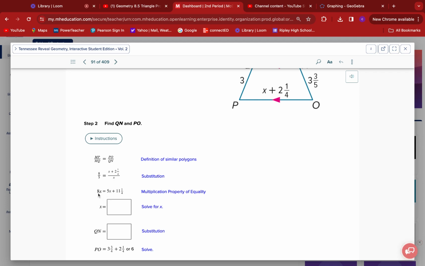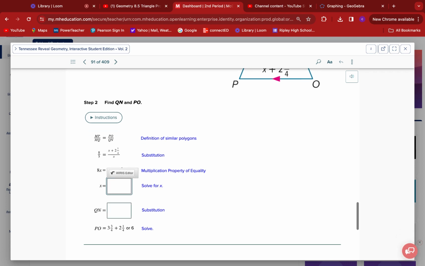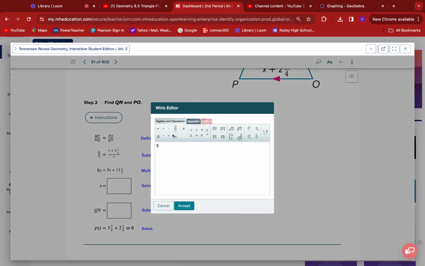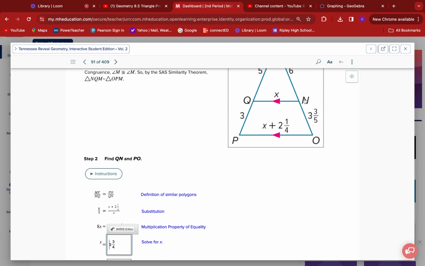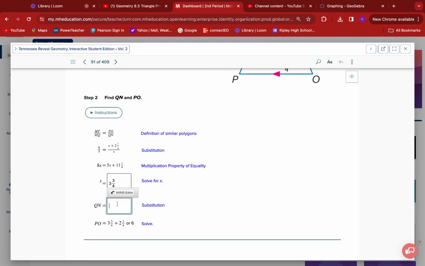Subtract 5x to the other side to get 3x, because 8 minus 5 is 3. 11 1/4 divided by 3 is going to be, drum roll please, 15 over 4. How do they want it? They want it as a mixed number. So 3 3/4. Now, since x is 3 3/4, and that is what side QN is, that means QN is 3 3/4.